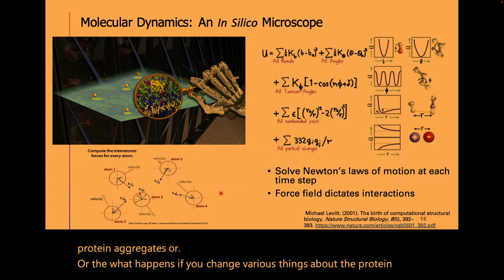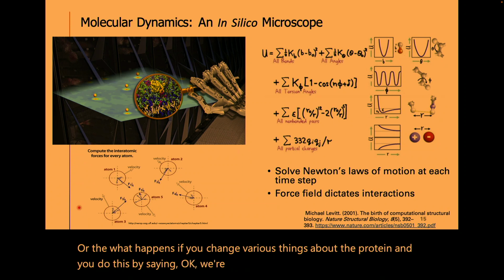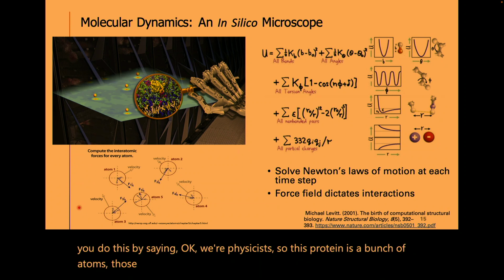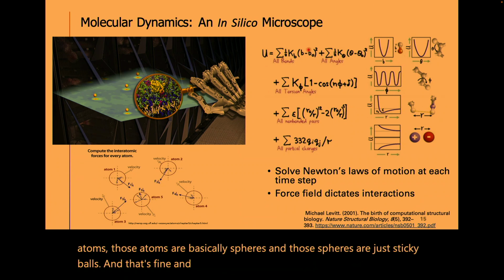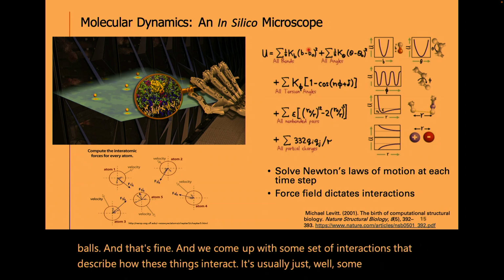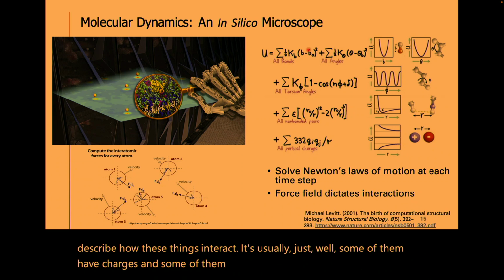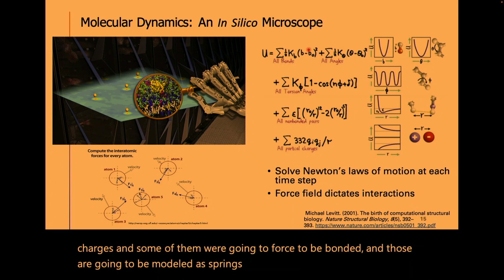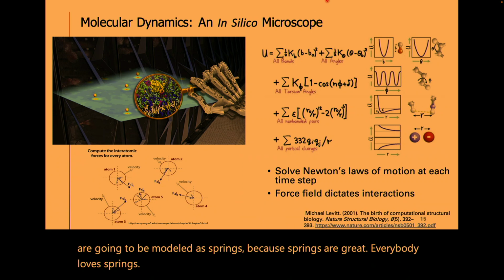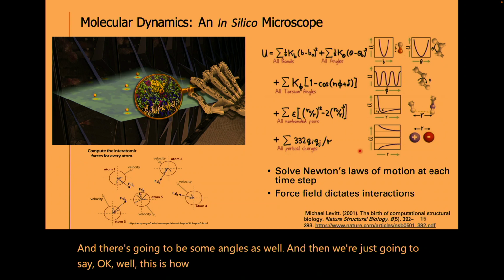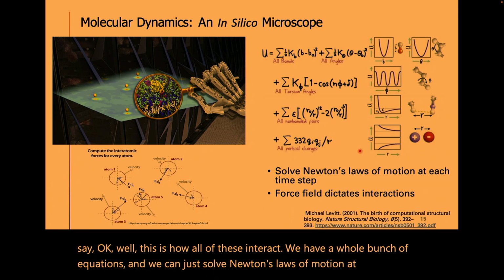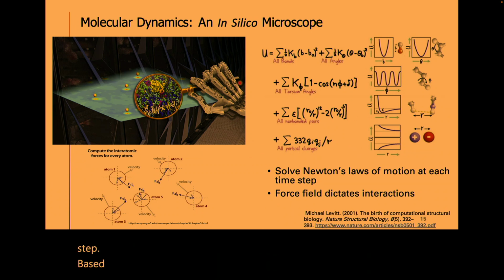And you do this by saying, okay, we're physicists, so this protein is a bunch of atoms. Those atoms are basically spheres, and those spheres are just sticky balls, and that's fine. And we come up with some set of interactions that describe how these things interact. It's usually just, well, some of them have charges, and some of them we're going to force to be bonded, and those are going to be modeled as springs, because springs are great. Everybody loves springs. And there's going to be some angles as well. And then we're just going to say, okay, well, this is how all of these interact. We have a whole bunch of equations, and we can just solve Newton's laws of motion at every time step based on the interactions of all of these atoms in the system.